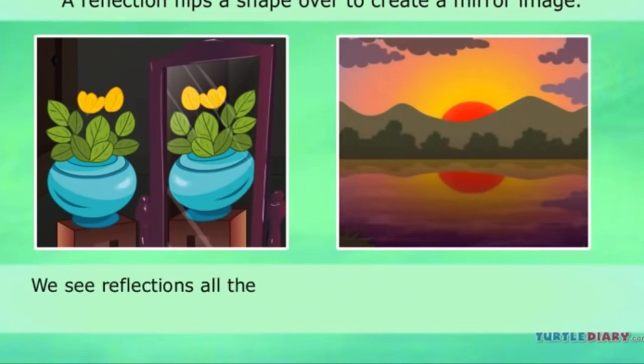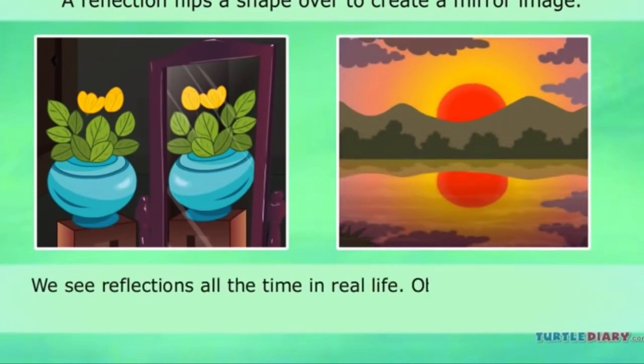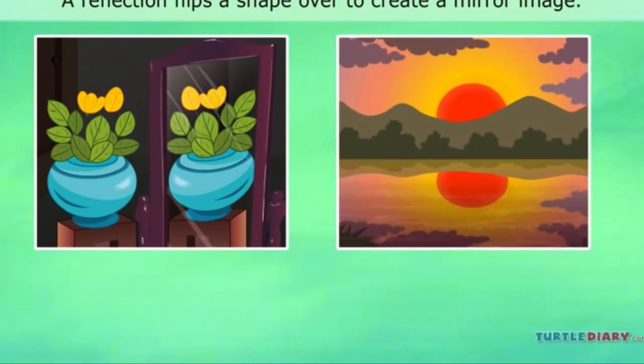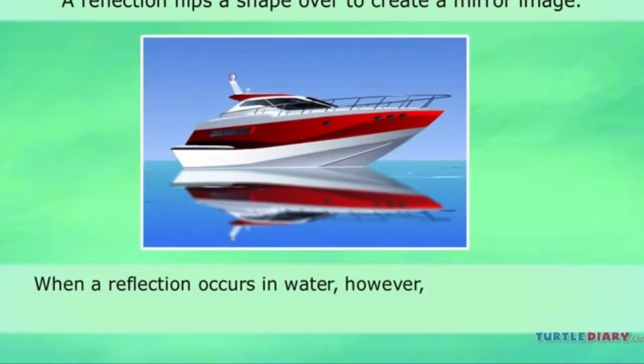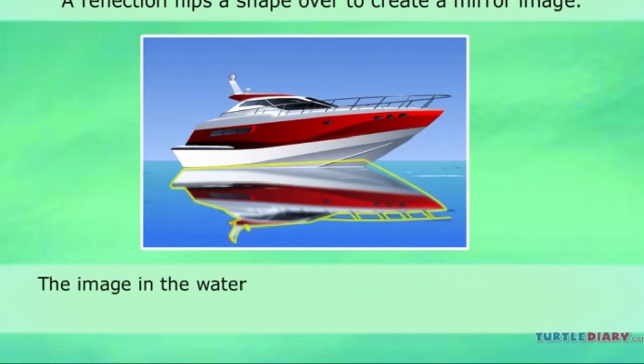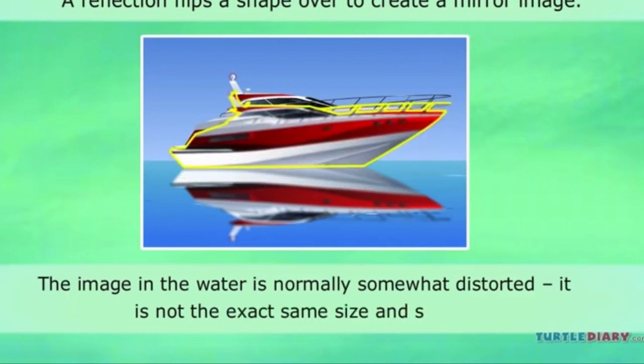We see reflections all the time in real life. Obviously, we see them in mirrors, but they also occur in water. When a reflection occurs in water, however, it is not a technical, mathematic reflection. Why not? Because the image in the water is normally somewhat distorted. It is not the exact same size and shape.